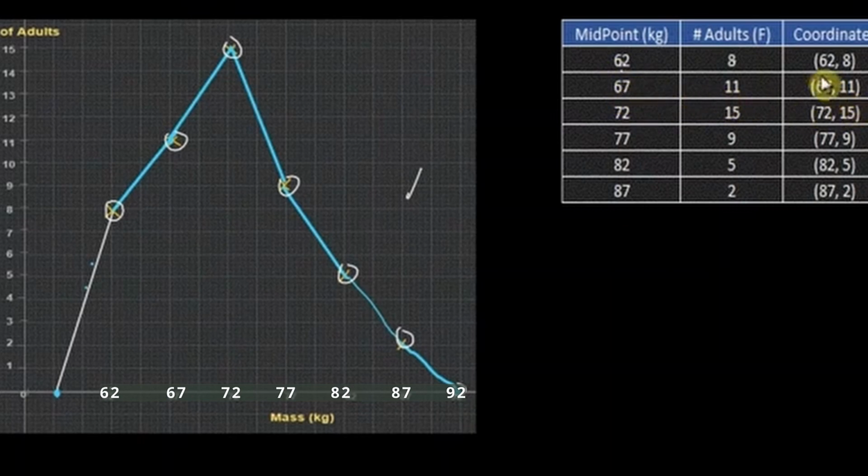So what we did is we went ahead and we plotted on this graph the coordinates of mass versus adults. In the first instance, the first coordinate would be 62 kilograms, and that would map to 8 adults, and 67 kilograms mapping to 11 adults, similar to what you see on the coordinates here. Once we got those points, we joined those points using a ruler, a straight edge, and we arrived at this frequency polygon.